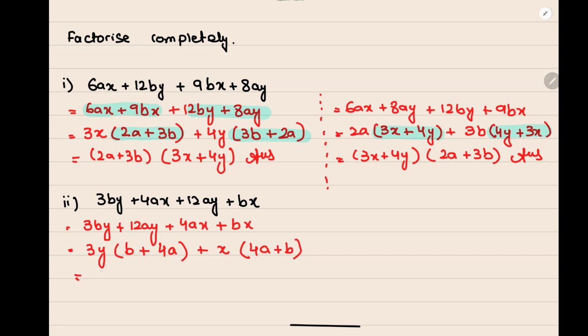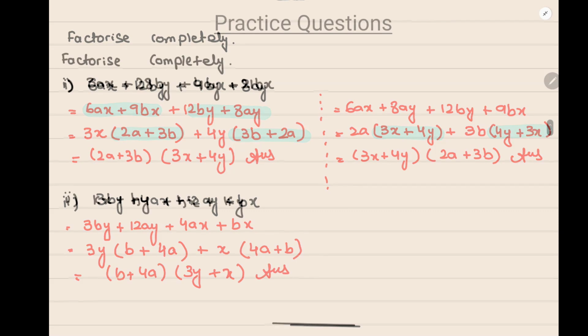Now, from these two terms, I can take b plus 4a common. So inside the bracket, I'll be left with 3y plus x. This would be my answer.